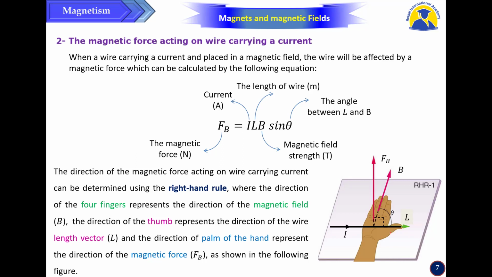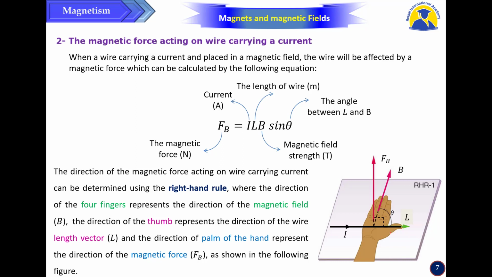When a wire carrying current is placed in a magnetic field, the wire will be affected by magnetic force, which can be calculated by using the following formula. FB equals ILB sine theta. FB is the magnetic force in Newton, I is the current in ampere, L is the length of wire in meter, B is the magnetic field strength in Tesla, and theta is the angle between L and B.